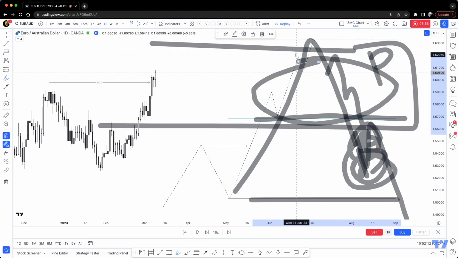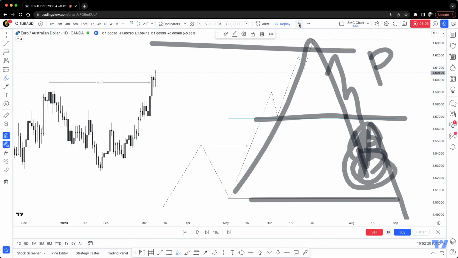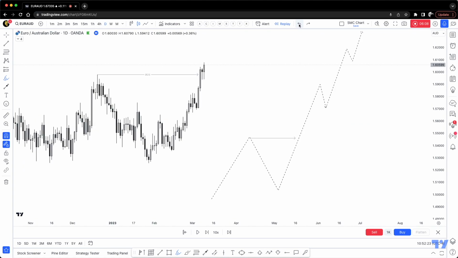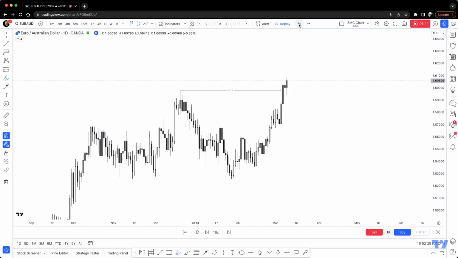But if there is no reason, there's nothing here, probabilities are telling you that price will most likely continue pushing up. Understand that little concept that I just explained, because this is what we're going to be using. All right, let me clean this now.